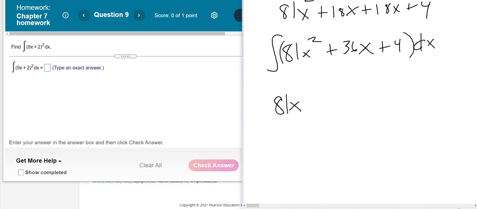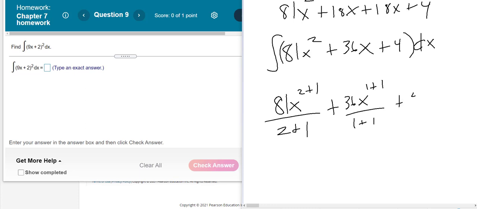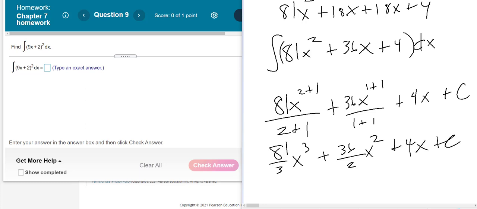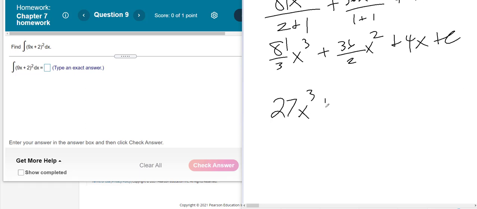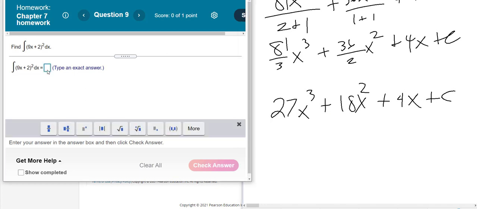So I'm just going to do each one. 81x squared: 2 plus 1 divided by 2 plus 1. 36x: 1 plus 1 divided by 1 plus 1. 4x plus c. So that's going to be 81 divided by 3 x cubed plus 36 divided by 2 x squared plus 4x plus c, which is 27x cubed plus 18x squared plus 4x plus c. That's my original function, of which we had taken the derivative and gotten this 9x plus 2 squared. So 27x cubed plus 18x squared plus 4x plus c.